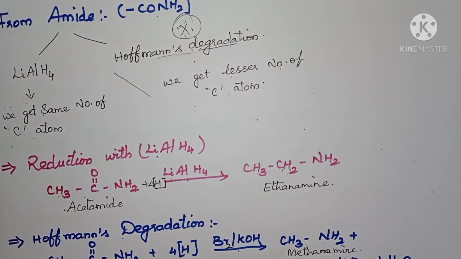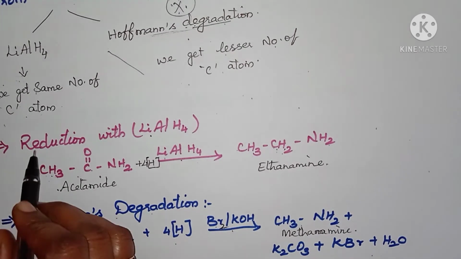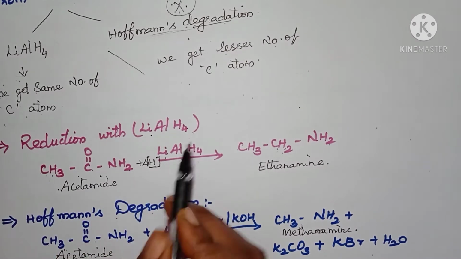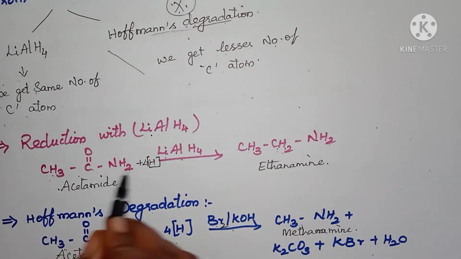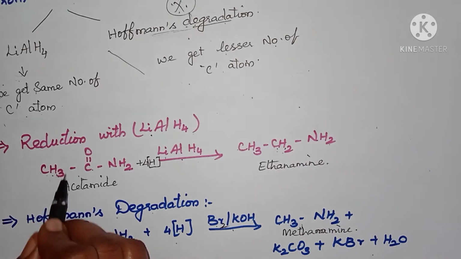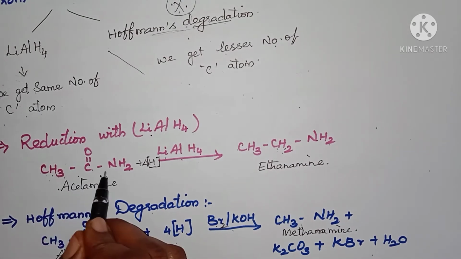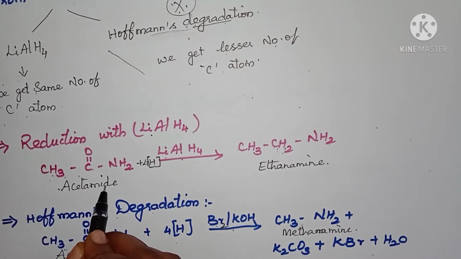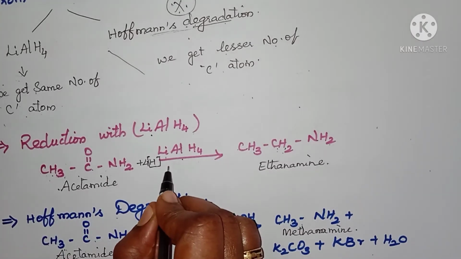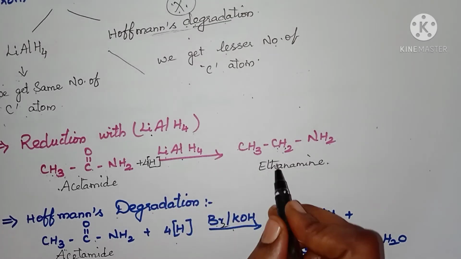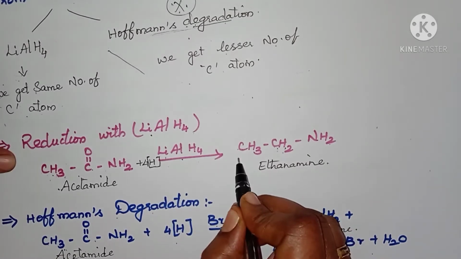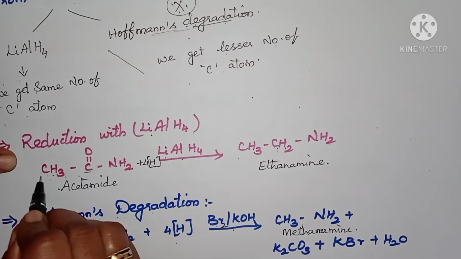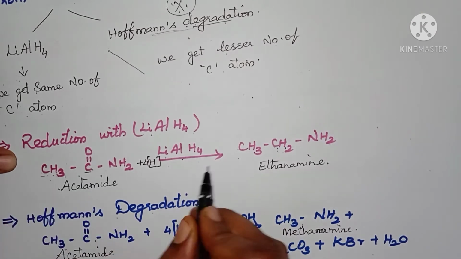Okay, now come to that point. Reduction with lithium aluminum hydride: CH3CONH2 is called acetamide. This is the acetyl methyl group. CONH2 is the amide. So acetamide underwent that reduction process with lithium aluminum hydride. So here you are getting CH3CH2. See, two carbons are available, 1, 2.